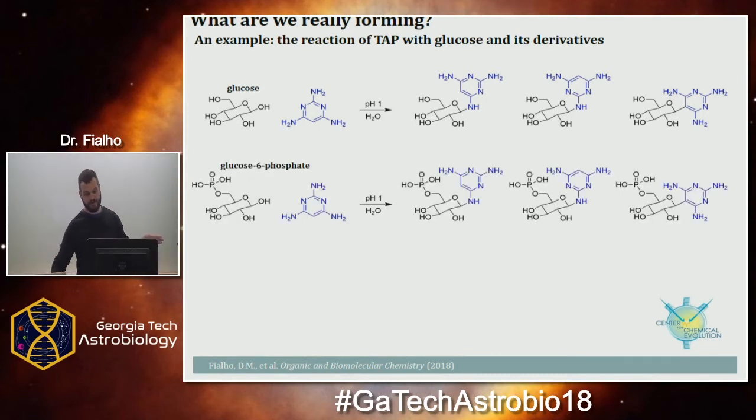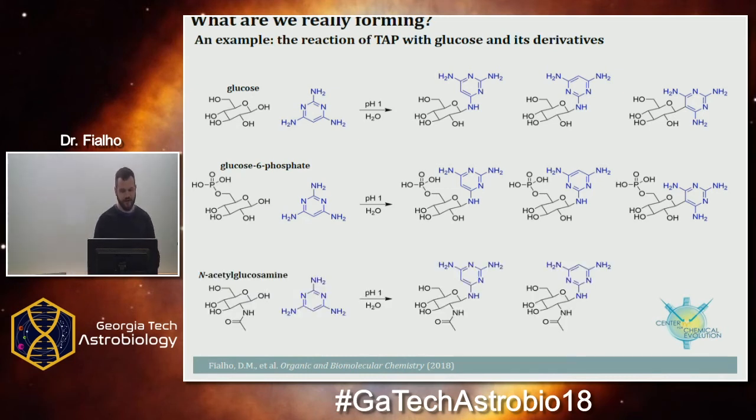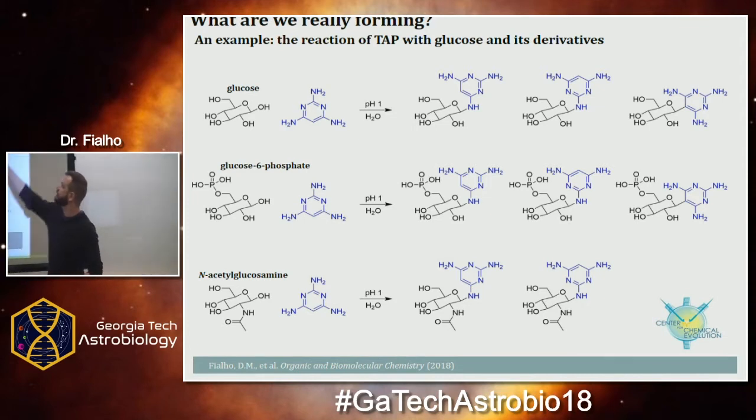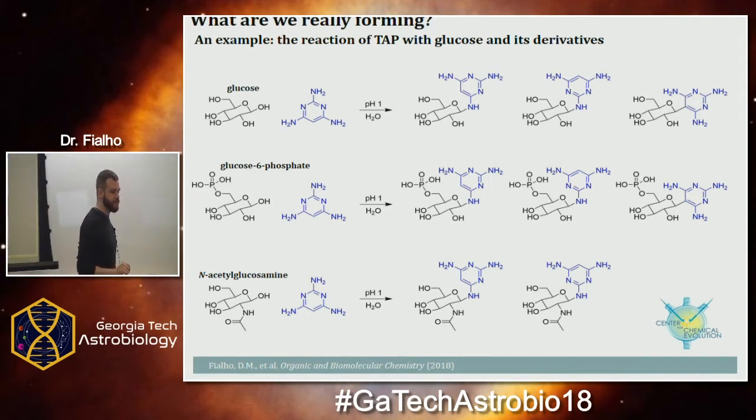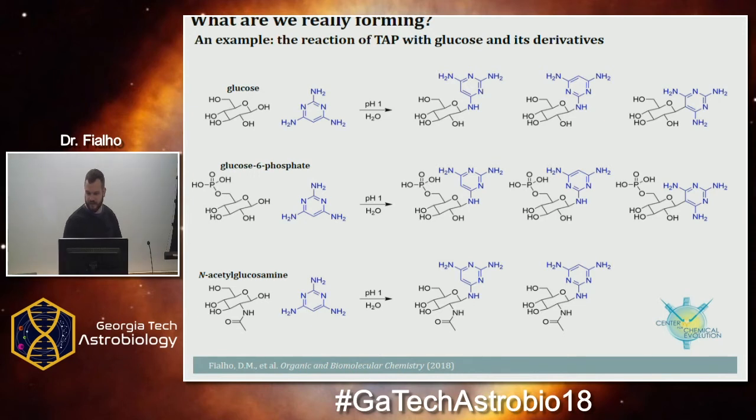Similarly with glucose 6-phosphate, which is a closer analog to ribose 5-phosphate. And when you try N-acetyl glucosamine, you also get these beta products, but you do not get the C glycoside. You do not get the glycoside that is connected at the carbon atom of TAP. We can talk about why that might be. My favorite hypothesis is that N-acetyl glucosamine is not as electrophilic in its protonated state as these, so it is not sufficiently electrophilic to allow for electrophilic aromatic substitution.